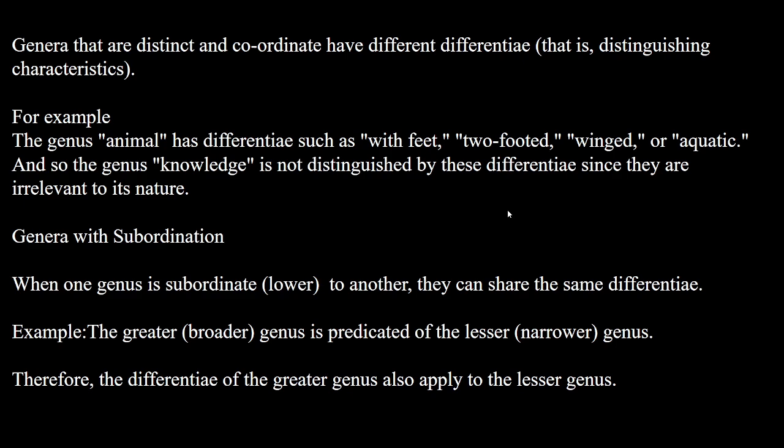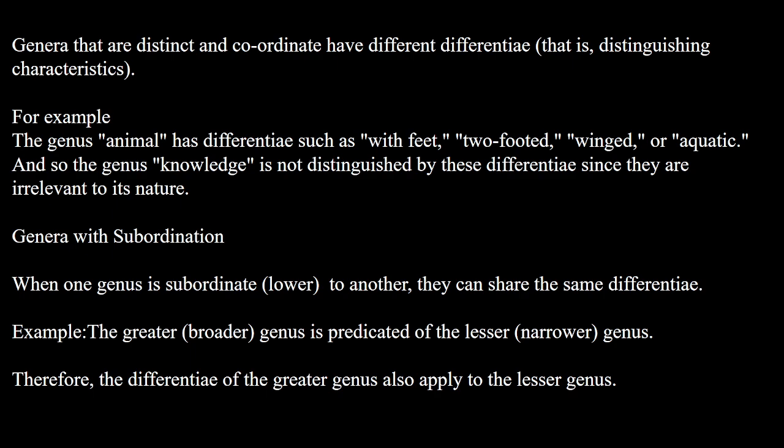And so genera that are distinct and coordinate have different differentiae, which is basically distinguishing characteristics that separate one species from another species. For example, the genus animal has differentiae such as with feet, two-footed, winged, or aquatic, and so the genus knowledge wouldn't be distinguished by these differentiae since they are irrelevant to its nature, right? Why would we ever have a differentia like with feet applied to the genus knowledge? Would it make sense, right?